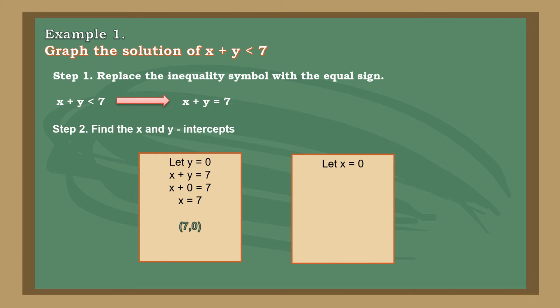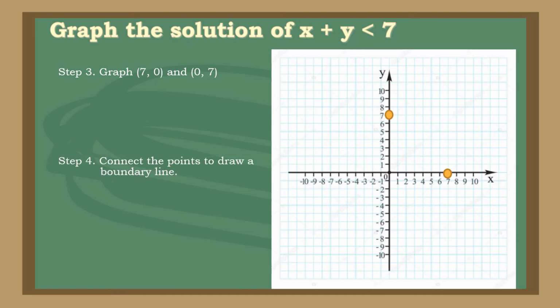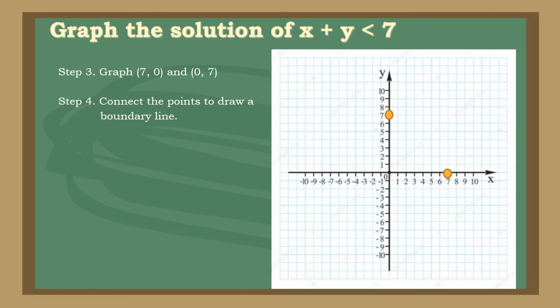Next, in finding the y-intercept, let x be equal to 0. x plus y equals 7. 0 plus y equals 7. Then, y is equal to 7. So our next point is (0, 7). Step 3, graph (7, 0) and (0, 7). Next, connect the points to draw a boundary line.